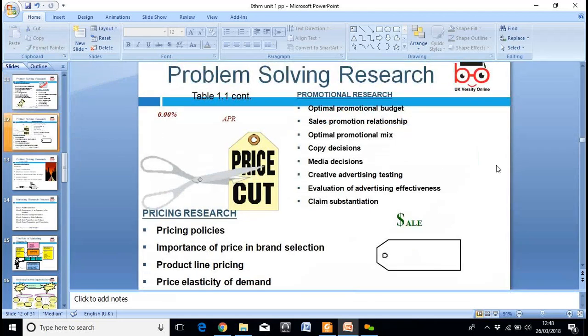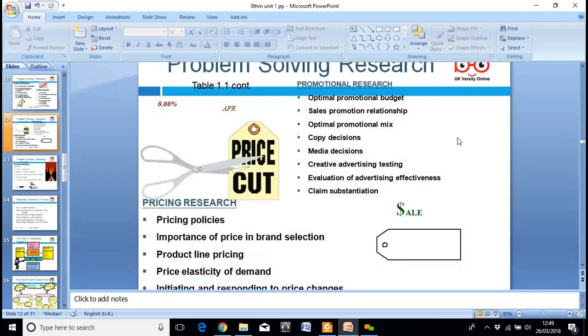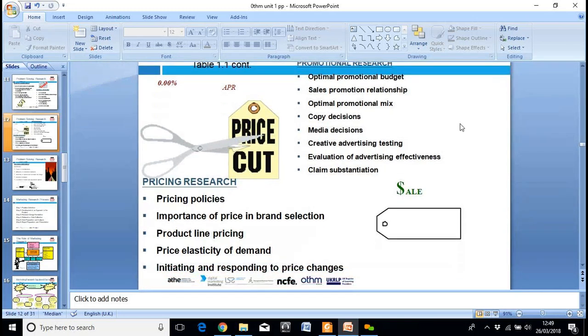Problem-solving research. You must have a budget for your research, yeah? A sales promotion relationship, promotional mix, how you're actually going to promote it, whether it's just advertising, whether it's going to be TV, all the different methods and media that are used in there. If it's prices, what the pricing policy is.